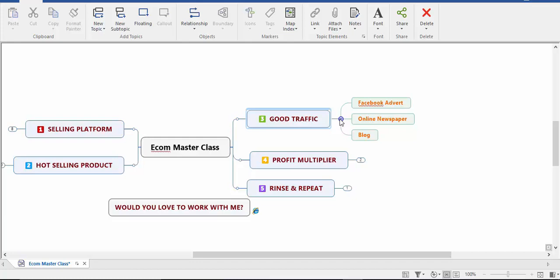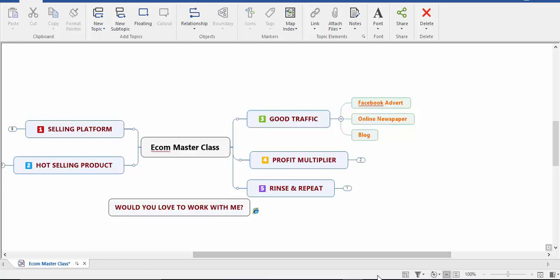And with Facebook advert, you can even launch with as low as $5, which is ideal. Recommended to start with $5. With that $5, you can be getting like 6 to 7 orders on a single product a day. So Facebook advert is a very good platform to sell your product.